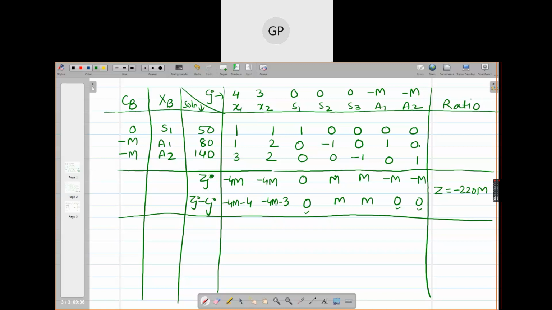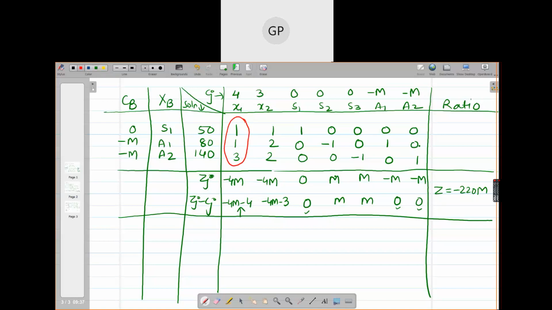Minus 4m minus 3. Most negative, Harshada. Minus 4. Substitute m equal to 100. M is sufficiently large, so you can put m equal to 100. So minus 400 minus 4 will be minus 404 and this will be minus 403. So which is most negative? This first one, right? So this is your pivot column. That means x1 will enter the solution in the next table, okay?